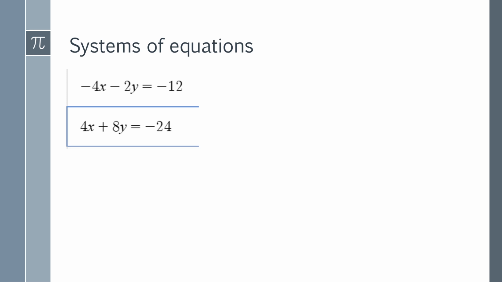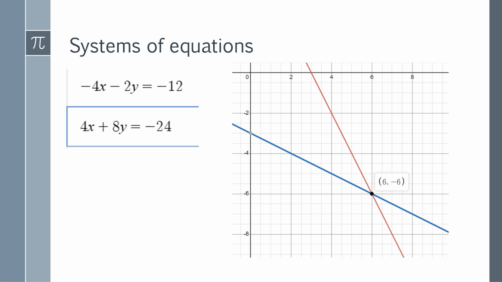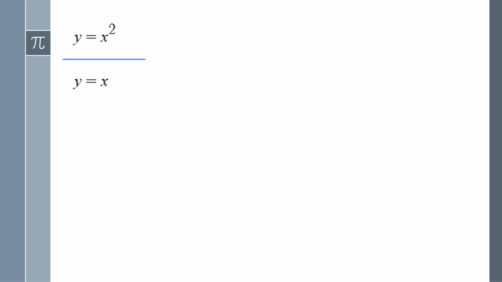So when you put this in Desmos, you're going to see this. And then if you click on the intersection, you realize that the intersection is going to be (6, -6). So that means it's a consistent solution. And because it touches once, it's independent. Right? So why don't we try something? Try putting this in Desmos. And don't forget to pause that video.